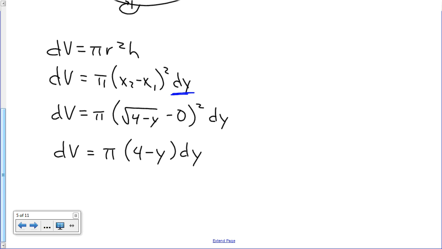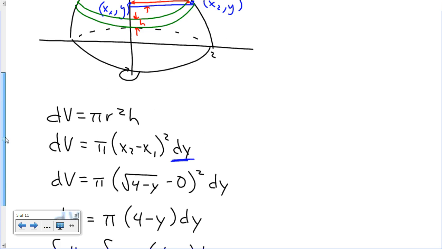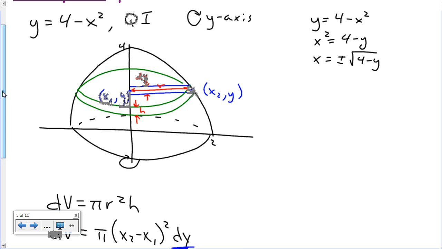All right, we are all set to integrate this thing now. So we have the integral of dv is equal to the integral of pi times 4 minus y dy. And we just need limits of integration here. So go back up to your sketch, and you got to think about how far up and how far down do I want this slice to go.